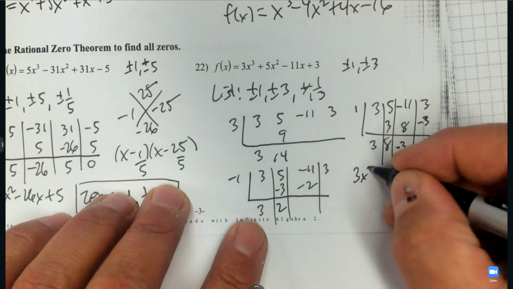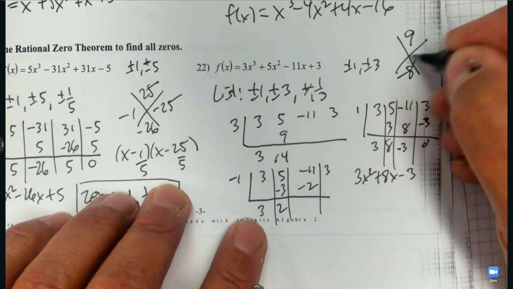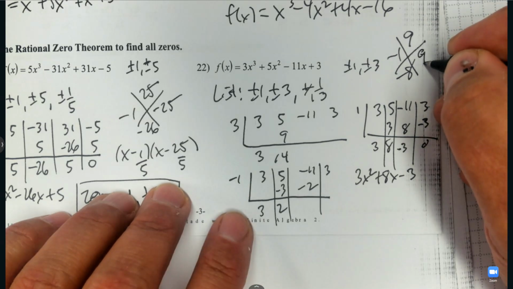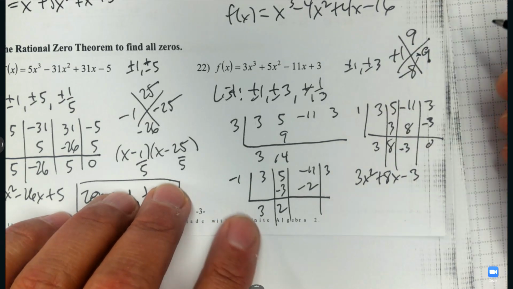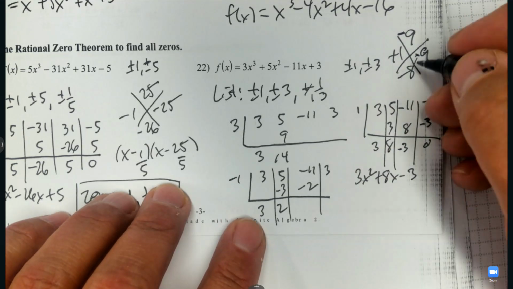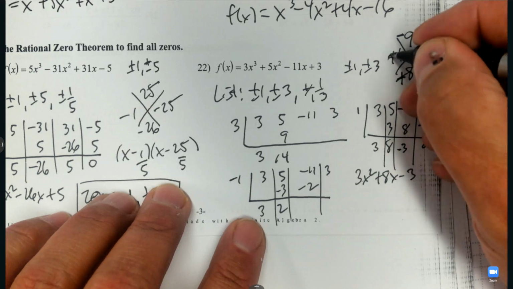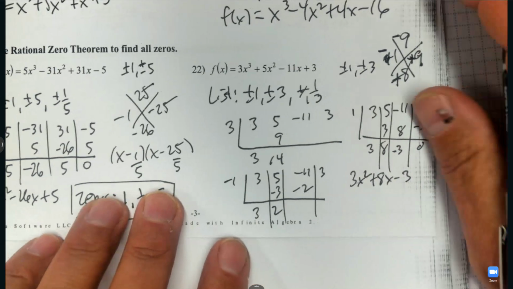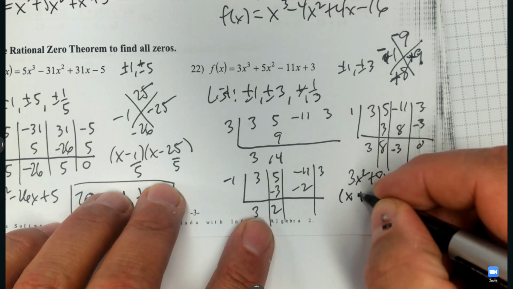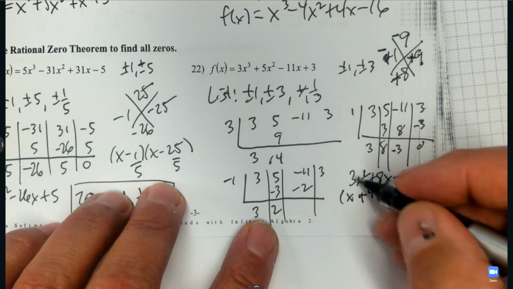So I'm left with 3x squared plus 8x minus 3. So I'm going to do that up here. The first number times the last number. So the two numbers that fit here are positive 1 and negative 9. Wait a second, that's negative 9 and positive 8. So this is positive 9 and this is negative 1. Okay, and then you've got to divide still. So I have x plus 9, x minus 1. Divide by 3.